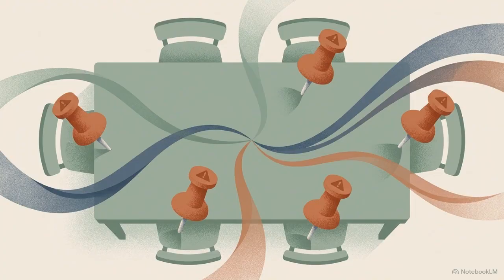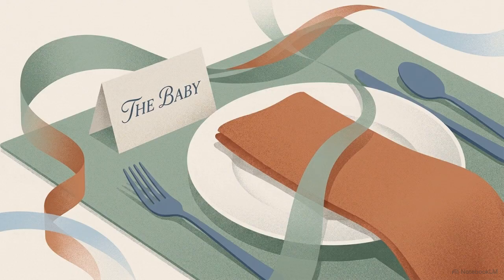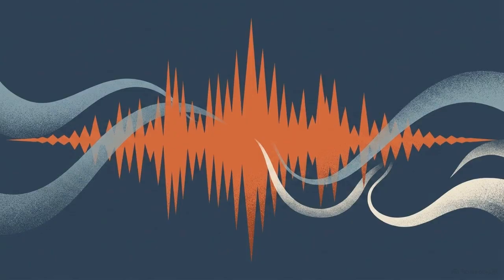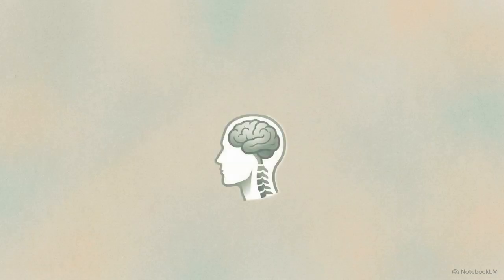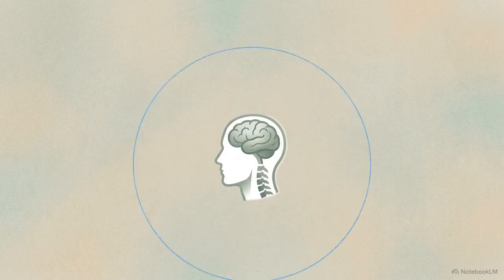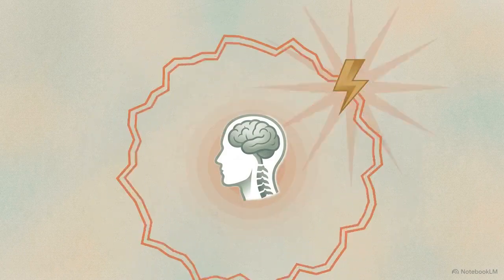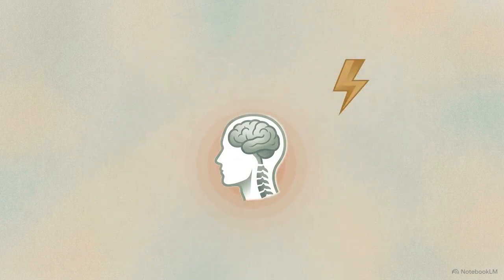Step 2 is mapping your triggers. Specific environmental cues, like a seating arrangement, a certain smell, or a parent's sharp inflection, signal your brain to revert to old patterns. This happens through neuroception, a process where the nervous system scans the environment for threat faster than the conscious brain can think.